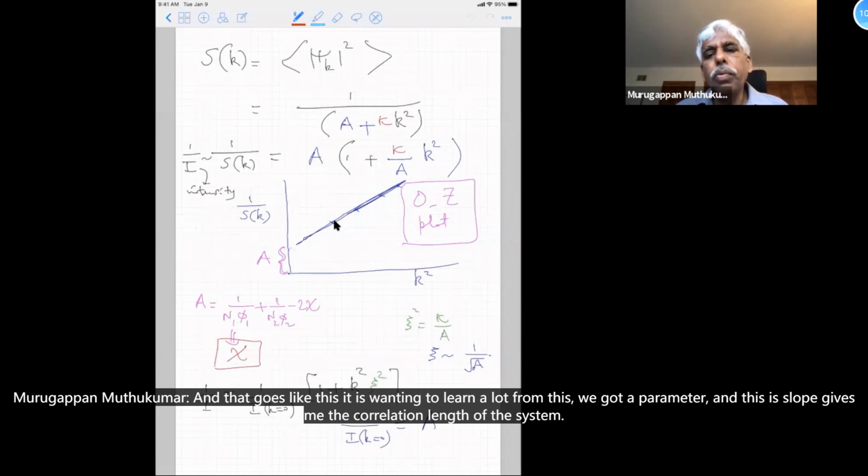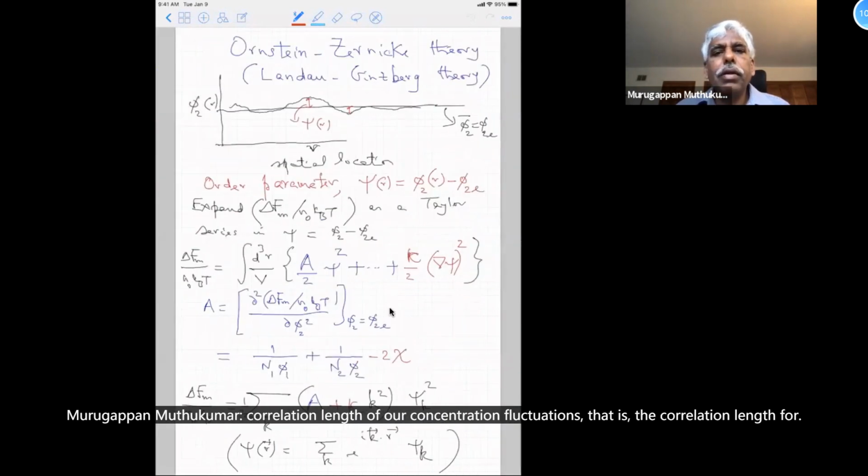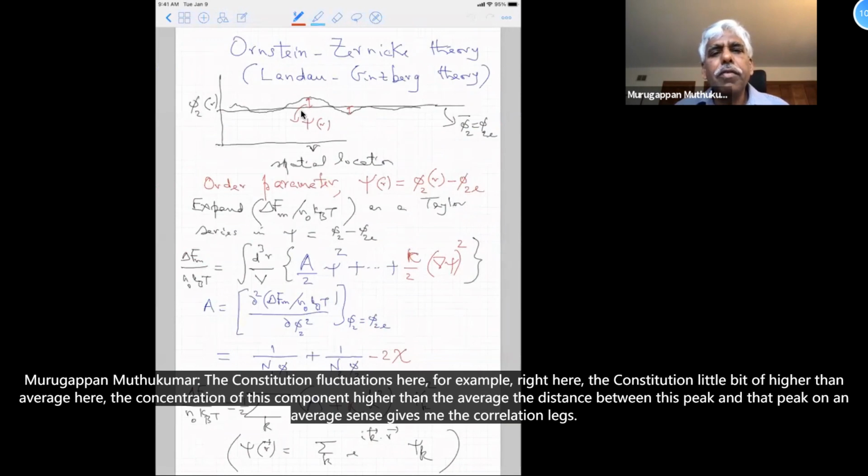And this slope gives me the correlation length of the system. Correlation length for concentration fluctuations. That is the correlation length for the concentration fluctuations here. For example, here the concentration is a little bit higher than average. Here the concentration of this component is higher than the average. The distance between this peak and that peak on an average sense gives me the correlation length.